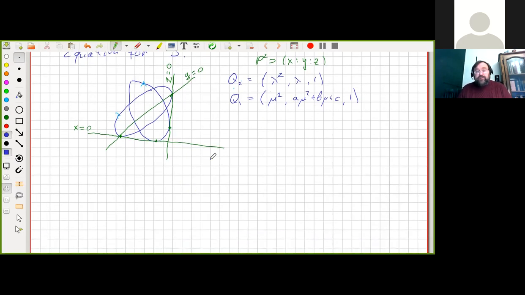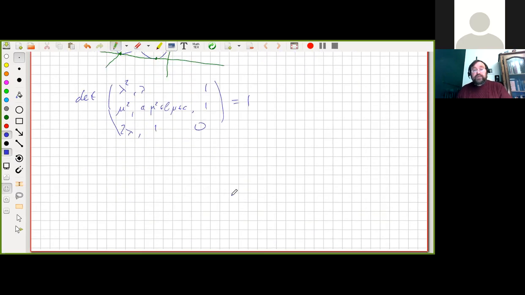And how to write down the equation for S? It's very easy. You just need to write the determinant of these two lines. So you take one, lambda squared, lambda, one, mu squared, A mu squared plus B mu plus C, one, one. And you take the derivative of this one, so it's two lambda, one, zero. And this determinant is equal to zero. And what is important, now I will just compute the determinant, and this will be the equation, which is the aim of my statement, and the equation is quite remarkable.